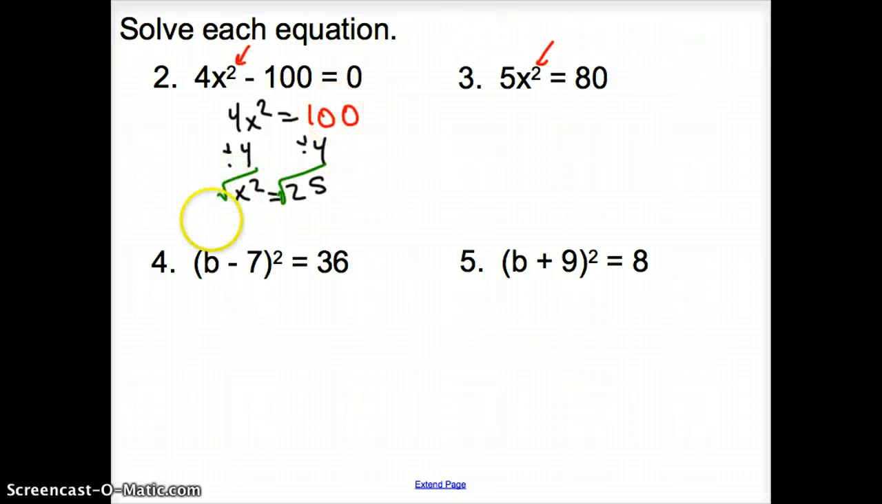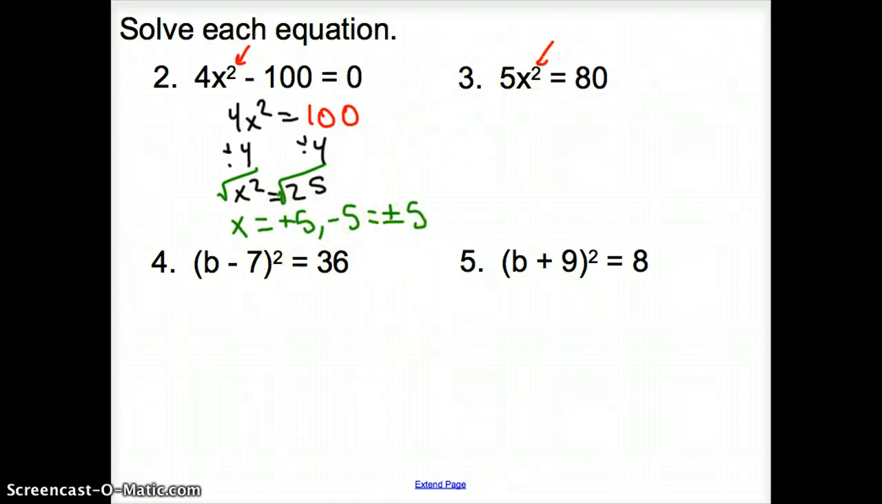So now when it undoes a square, I have x equals the square root of 25. You can punch it in your calculator and you'll come up with 5, but what multiplies to 25? Positive 5 times positive 5 is 25, and negative 5 times negative 5 is 25, or you could write it like plus or minus 5. So x here equals positive 5 and negative 5, or plus or minus 5.